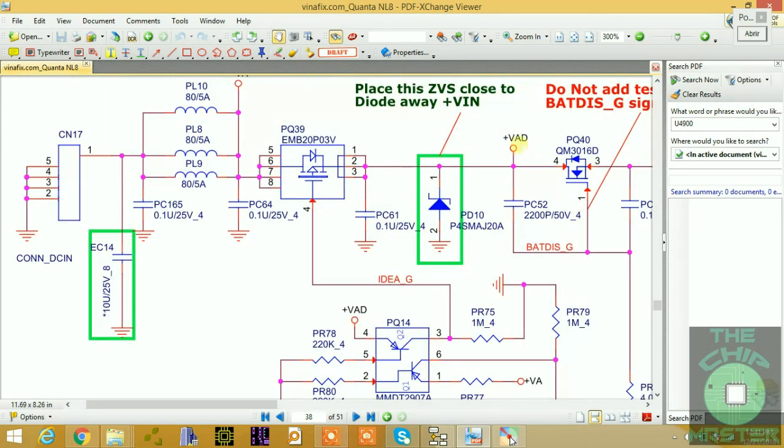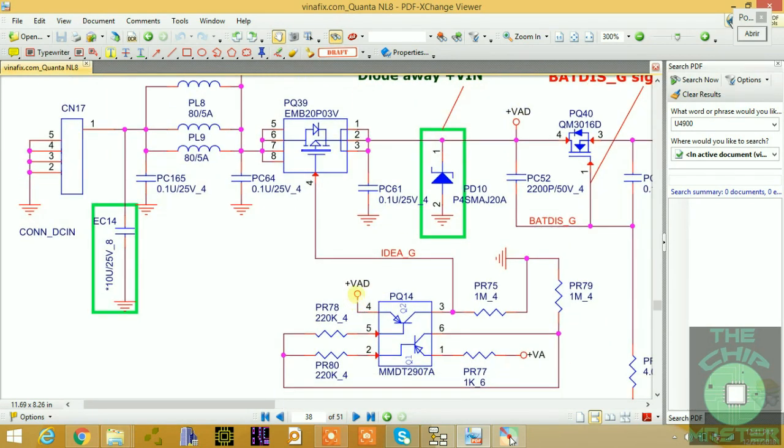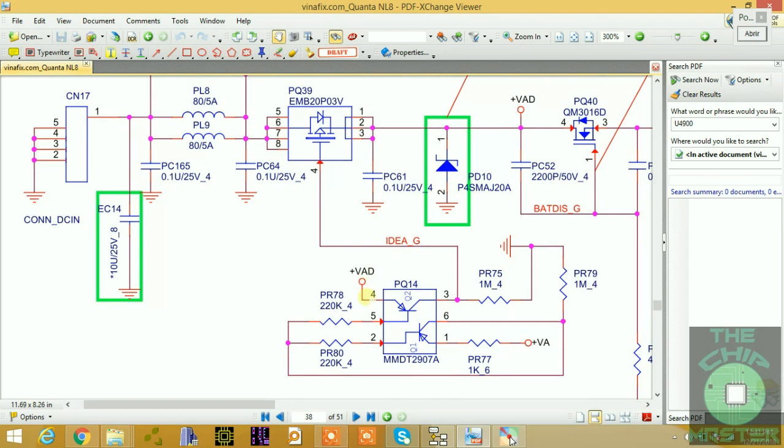See, plus VAD is now passing through this MOSFET. This is the base. This is the emitter, and this is the collector. So plus VAD is coming to the 4th pin. This is the 5th pin. This is 2 MOSFET, Q1, Q2.